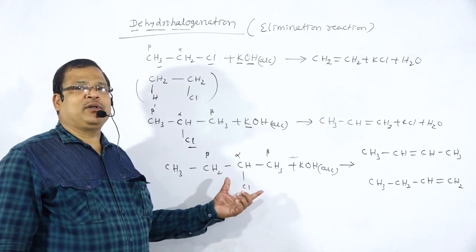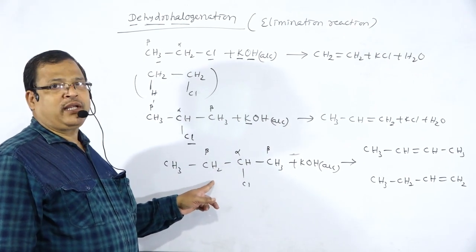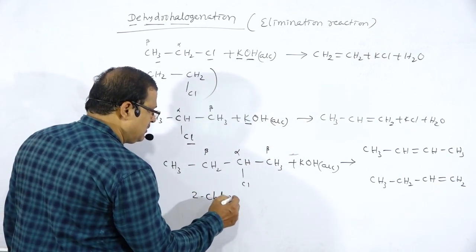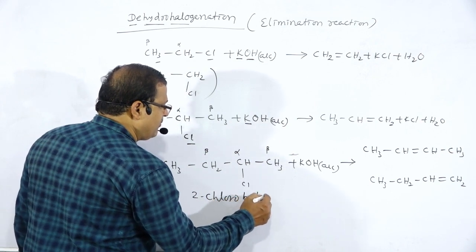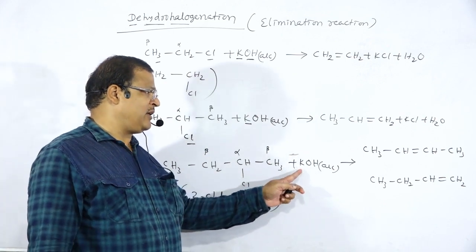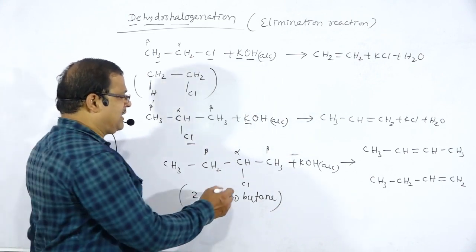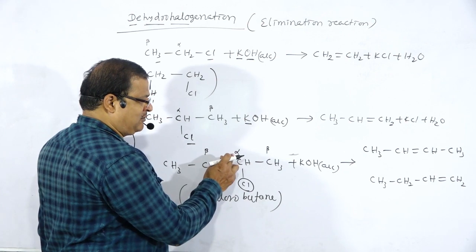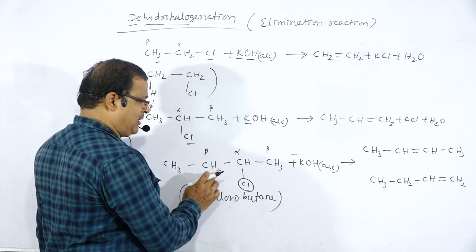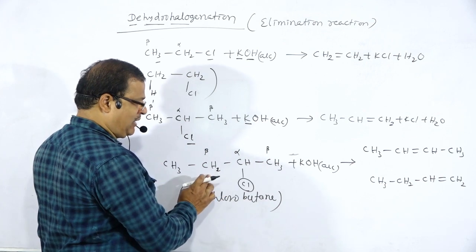So if we take the example of 2-chlorobutane, this is the formula for 2-chlorobutane. If this compound is treated with alkali KOH, then there is a chance of formation of two different types of alkene. The chlorine atom is removed from this alpha carbon atom, and the hydrogen atom is removed either from this beta hydrogen atom or from this beta hydrogen atom.